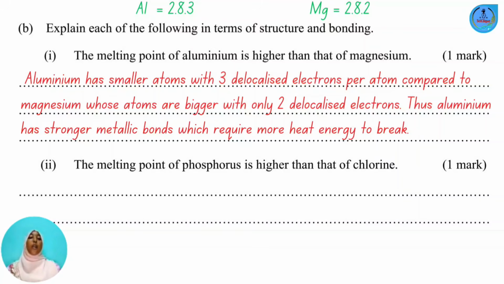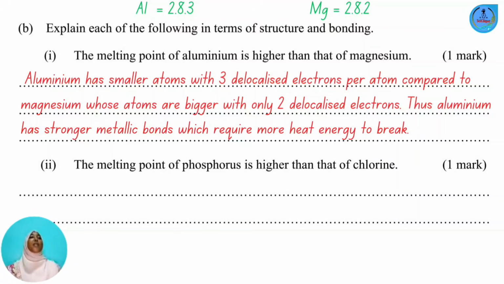Higher. Moving on to Roman 2. The melting point of phosphorus is higher than that of chlorine. Okay. We are still on melting points. We have said melting points and boiling points should be tied to the type of bonds that are present. Now, if you look at phosphorus and chlorine, these are nonmetals. They are molecular compounds. Molecular compounds will have which type of bond?